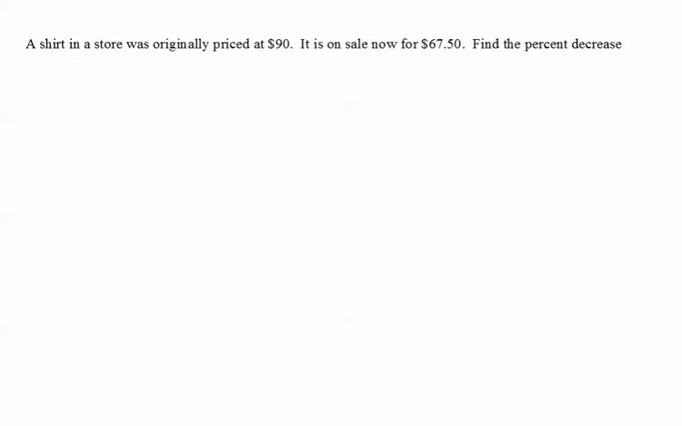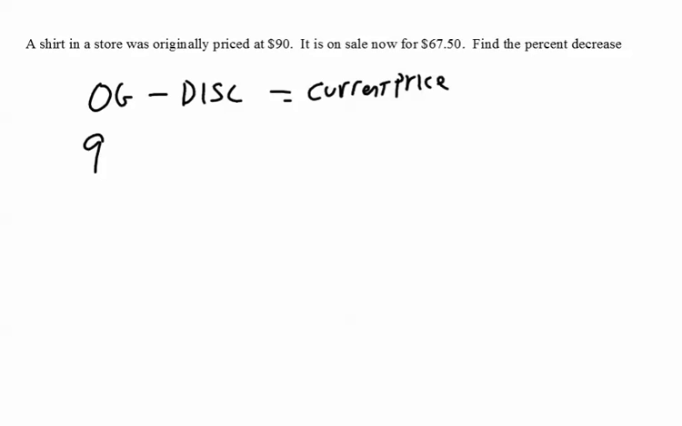Looking at another one, it says a shirt in a store was originally priced at $90. It's now on sale for $67.50. Find the percent decrease. How I do this, to get the percent decrease, you have to think of the original price minus the discount as a percentage is equal to the current price. So the original price was $90, minus the discount, which I don't know, but if it was 10%, it'd be 10% of 90. So we're going to say x is the percent, and that equals $67.50.